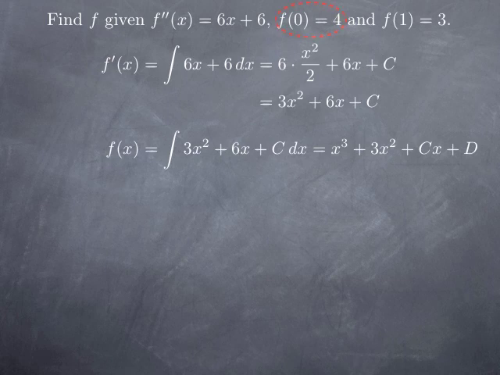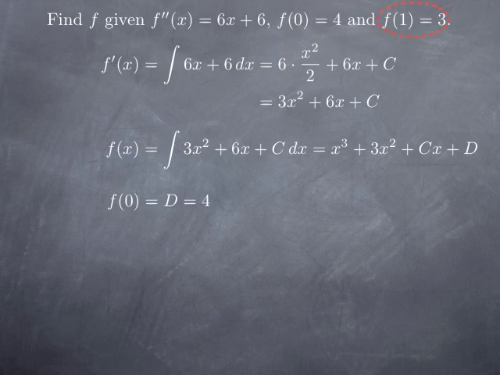Now we're going to use our initial conditions. We know that the function takes a value 4 at 0, so if I plug x equals 0 in this general form, I get 0 plus c times 0, so all this is 0 plus d. So that gives me that f of 0 must be d, and on the other hand, f of 0 must be 4, because this is given to us. Therefore, d must be 4.